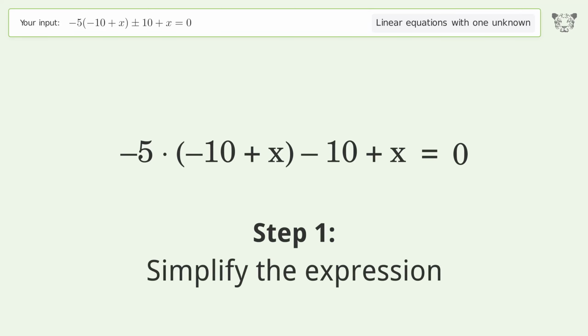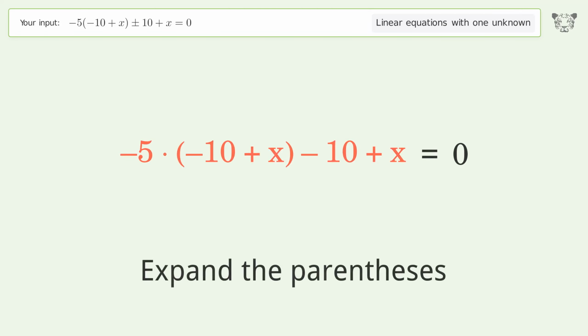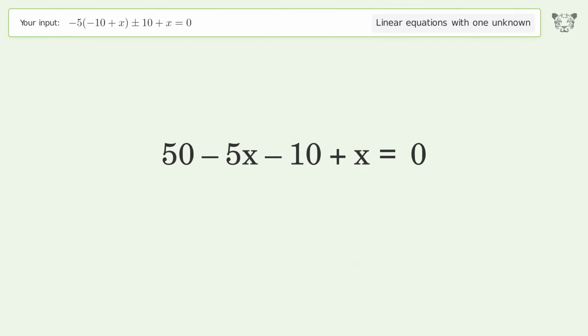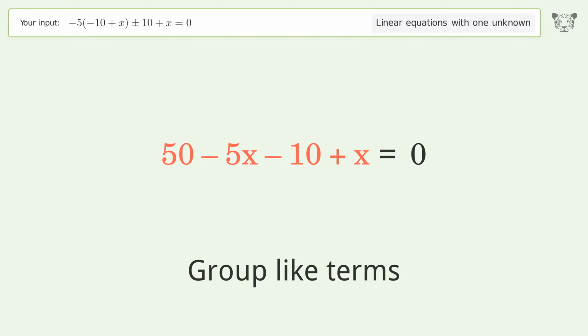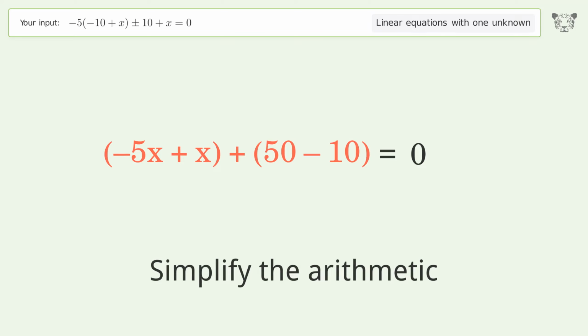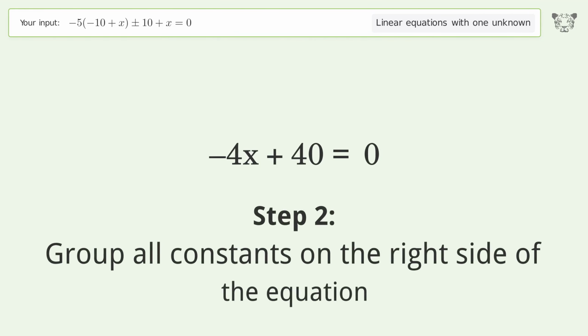Simplify the expression. Expand the parentheses. Simplify the arithmetic. Group like terms. Simplify the arithmetic. Group all constants on the right side of the equation.